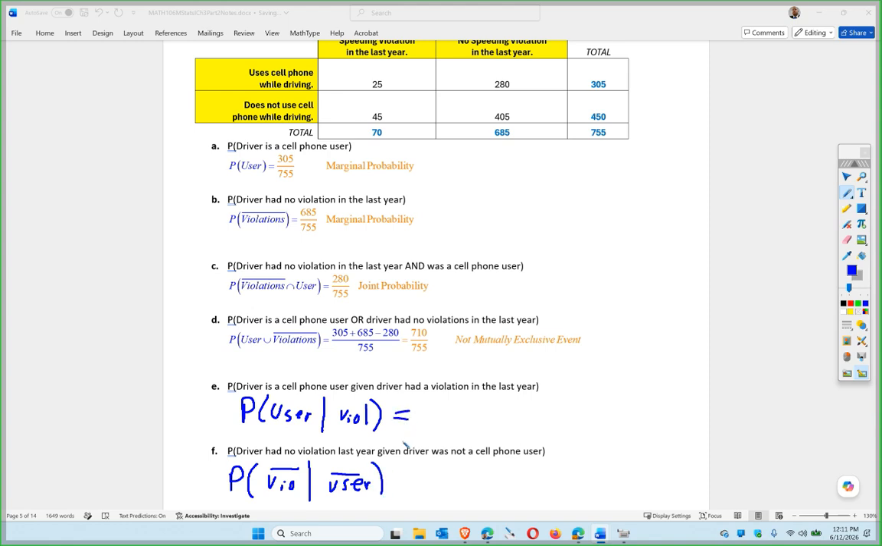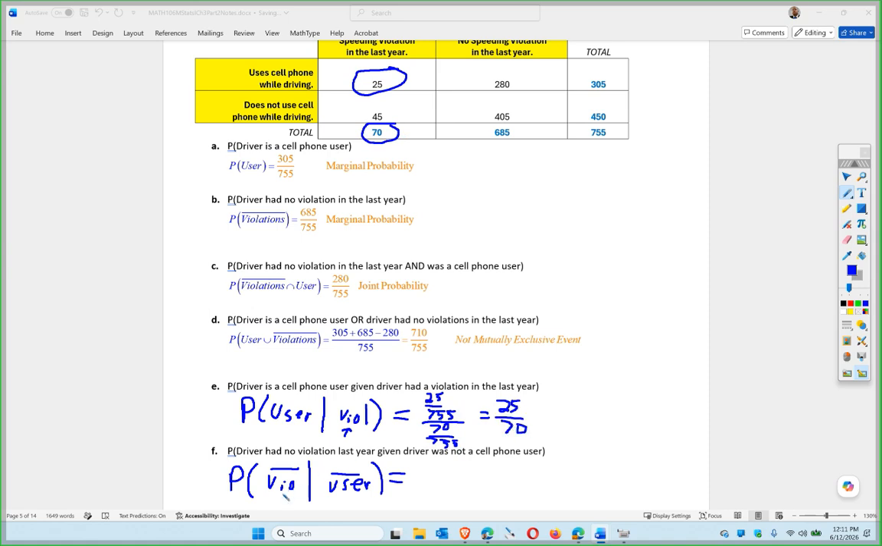Okay, so at this point we should be able to do the probabilities without actually writing out the formula, right? Because on the top goes both. So user and violations is 25, correct? So that's 25 out of 755. And then the condition goes on the bottom, which is violations. So violations is 70. It's a marginal probability, right? So that's 70 out of 755, which gives me 25 out of 70.